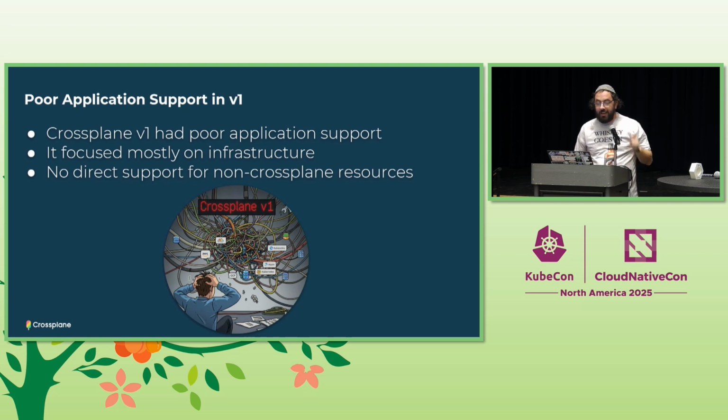Crossplane v1 did not have the greatest application support, in the sense that it focused mostly on infrastructure. Most of the examples were AWS, Azure, Google, things like that. How do I spin up a database, things like that. And there was no direct support for non-Crossplane managed resources.